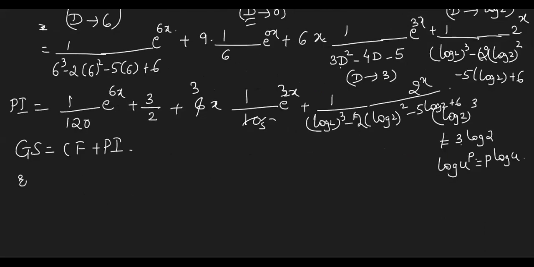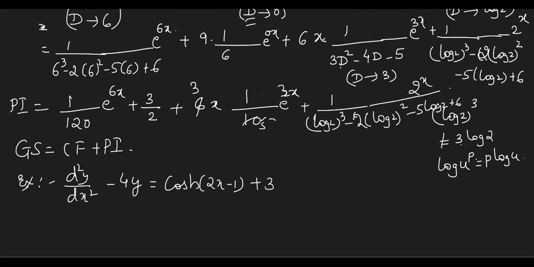Okay, I'll give you some homework sums. Write down. D square y by dx square minus 4y is equal to cos hyperbolic 2x minus 1 plus 3 raised to x.